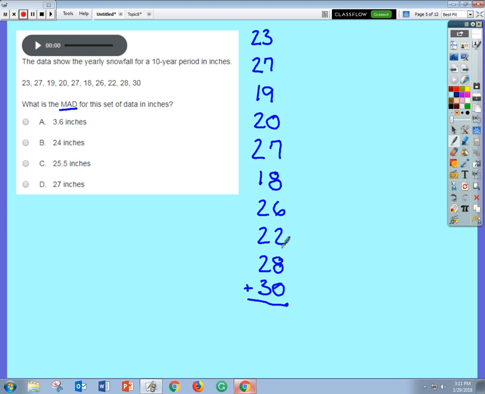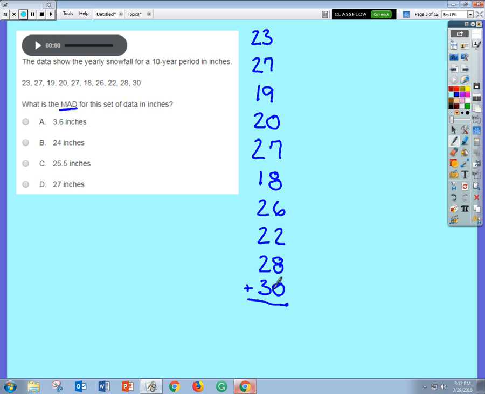8 and 2 is 10. 10 plus 6 is 16. 16 plus 8 is 24. 24 plus 7 is 31. 31 plus 9 is 40, right? Wasn't that 40? Double check.